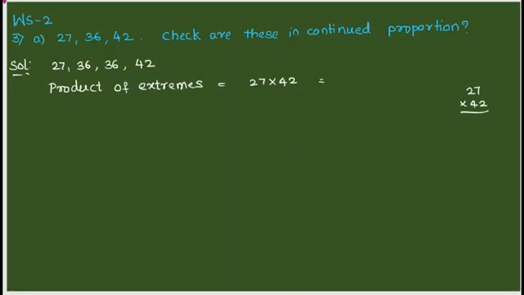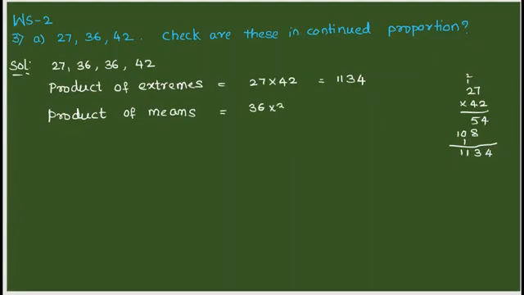2 7s are 14, 2 2s are 4 plus 1, 5. And 4 7s are 28, 4 2s are 8, 8 plus 2, 10. Which gives us 4, 5 plus 8, 13, 1, 1, 3, 4. 1134. Now the product of means equals 36 multiplied by 36. So 36 into 36, what does it give? Let us see. 36 multiplied by 36.